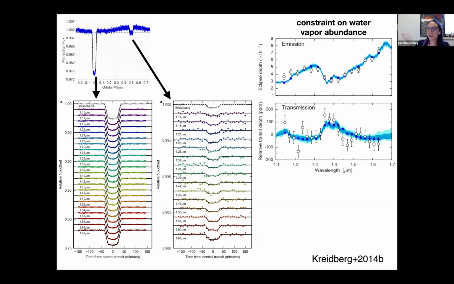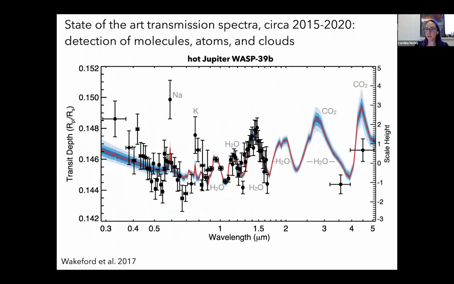And we can then do things like getting a constraint on how much water vapor is in the atmosphere. Is it what we expected? And so we can do this not just for this wavelength range, but lots of different wavelength ranges where we can see different molecules. This is the state of the art of what we could do pre-James Webb, so circa 2015 to 2020. This is the best we could get. And this is actually stitching together lots of observations that were all taken in small chunks.